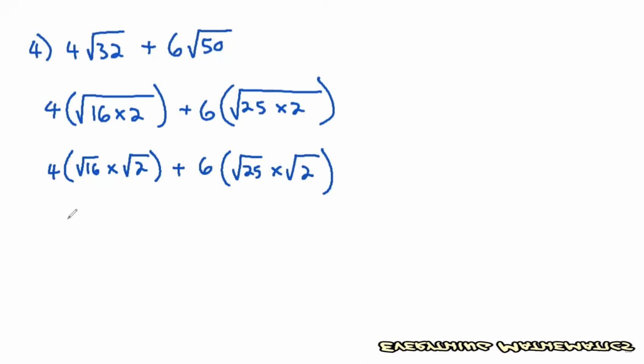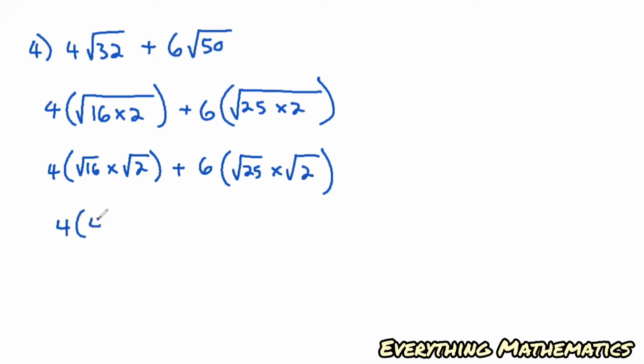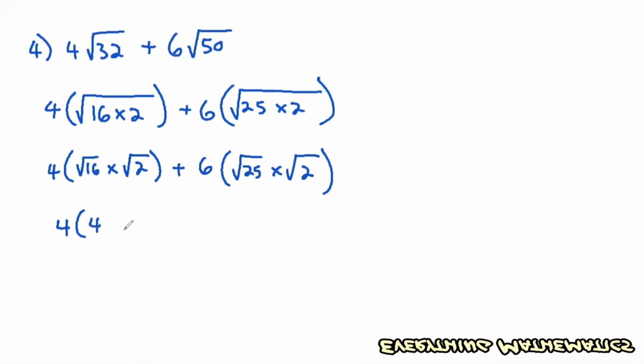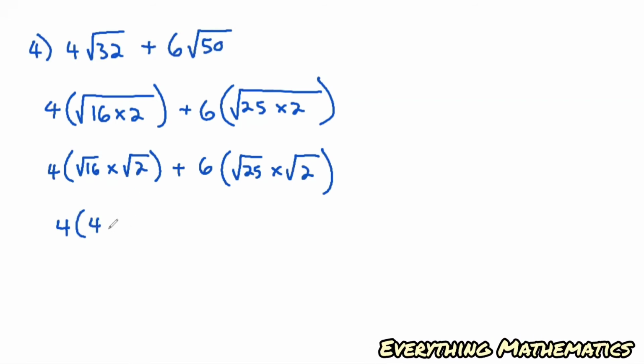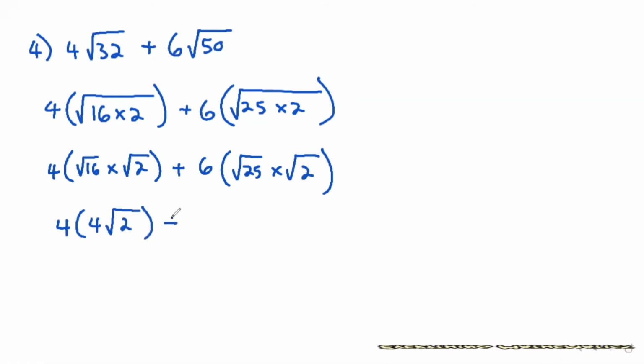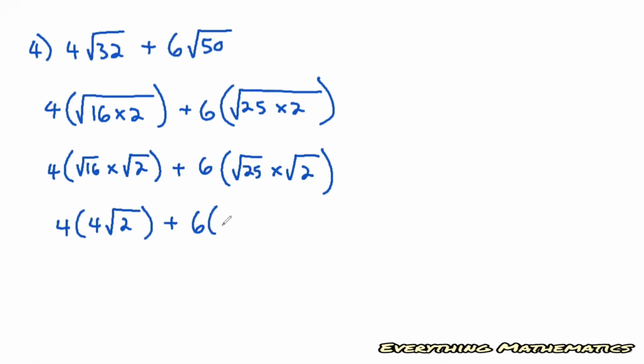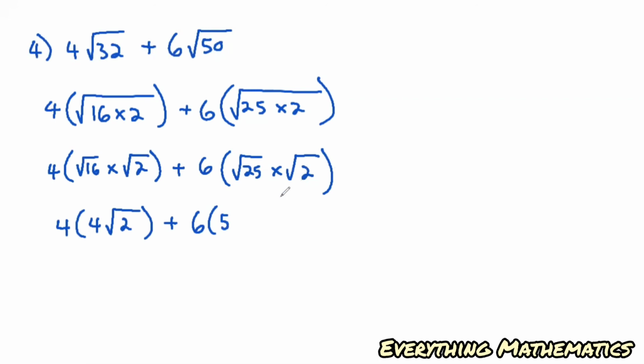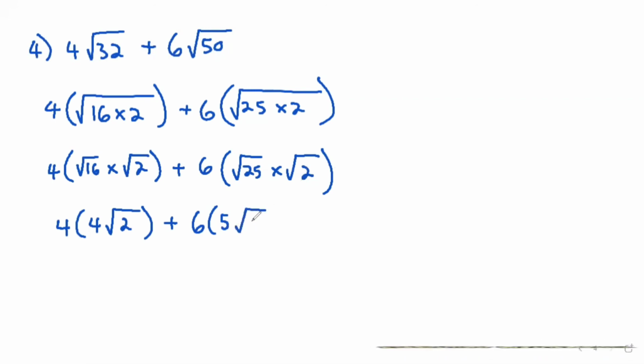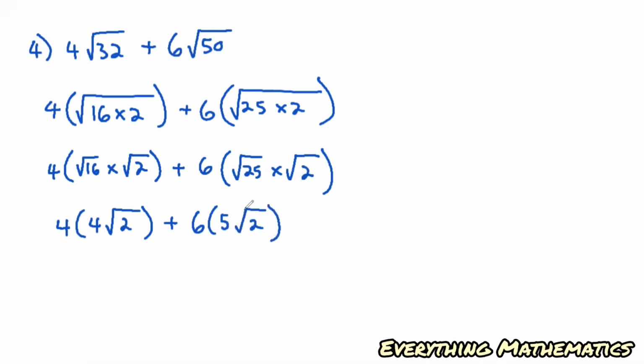When we do our maths, we will end up with 4 into the square root of 16, which is 4, and the square root of 2, which is an irrational number, so we just leave it as root 2. Plus, on the other side, we will end up with 6, outside there, of course. The square root of 25, since it's a perfect square, is 5, and that 5 will be multiplied by root 2 again, because that will give us an irrational decimal. It will never terminate, and it will not repeat. So you just leave it as root 2.